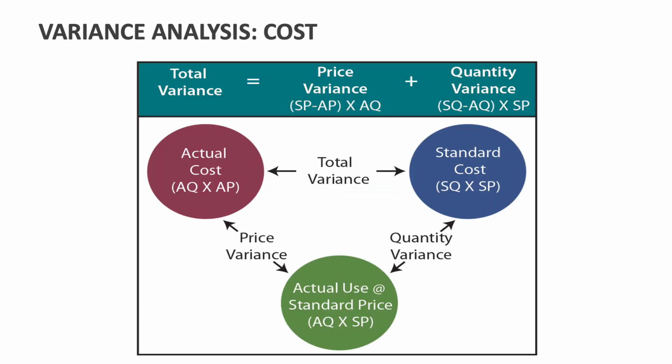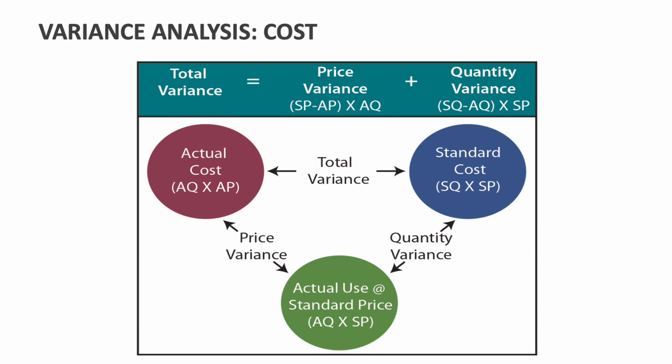The second part is cost. So total variance for the cost is calculated by taking the price variance plus the quantity variance. The price variance is derived by taking standard price minus the actual price and then multiplying by the actual quantity. And quantity variance, on the other hand, involves standard quantity minus the actual quantity multiplied by the standard price.